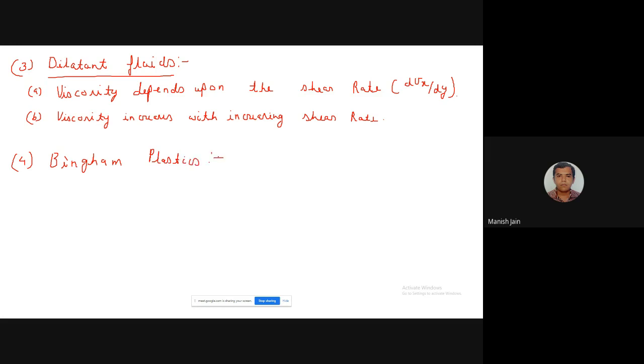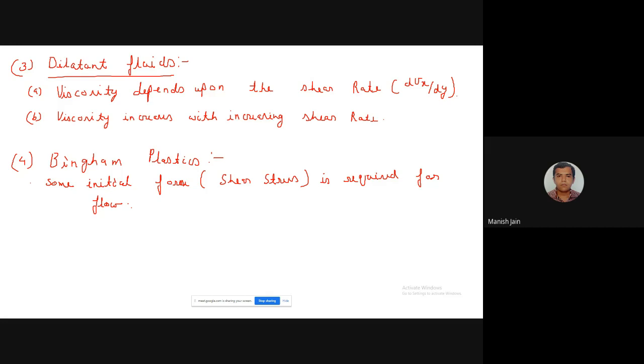Okay, so these require some initial force or shear stress for flow. Otherwise it will move like a solid block.